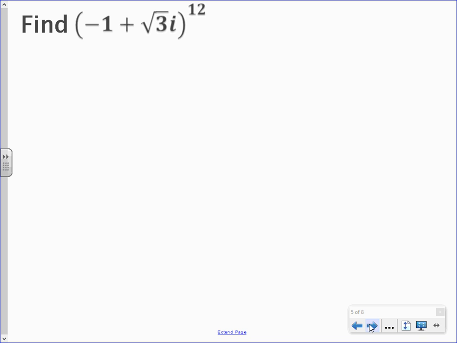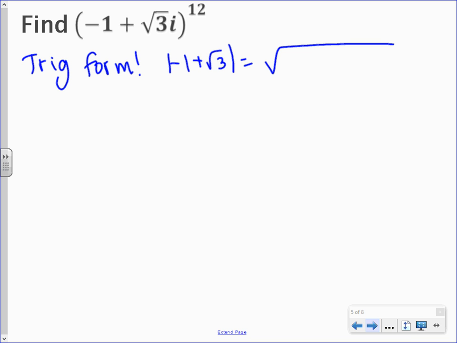Okay? So let's put this into trig form. Are you ready? All right. So let's first find the absolute value. So we have the square root of -1 squared plus radical 3 squared. What is that? 2. It is 2.